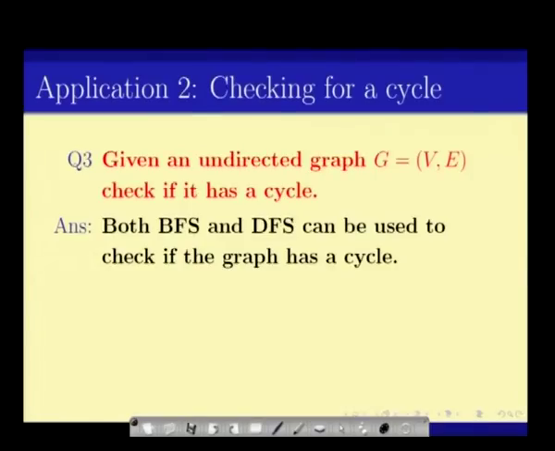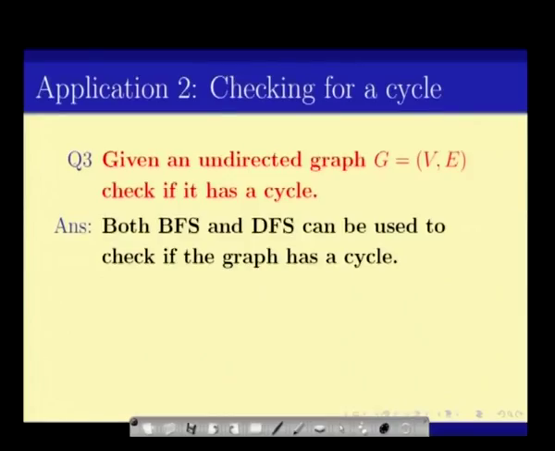Before the break, we were looking at the problem of, given an undirected graph, check if it has a cycle. Again, note that DFS and BFS can be used to check if the graph has a cycle. How? When we were looking at it, note that if the graph has a cycle, then the graph is not a tree, and if the graph does not have a cycle, then the graph is a tree. A tree always has only one spanning tree, and that is itself.